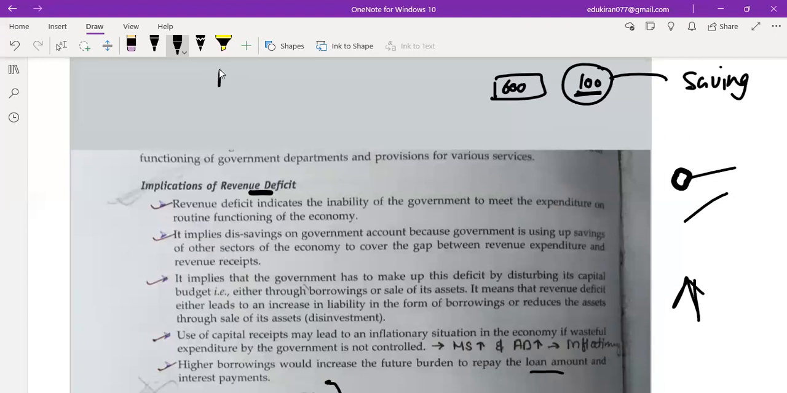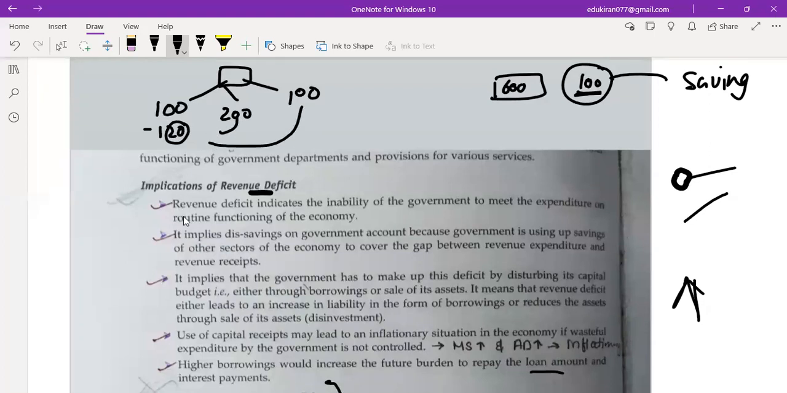What the government basically does is allot money: 100 rupees for the health sector, 200 rupees for the education sector, 100 rupees for another sector. Now when they were doing the health sector, the bill came to 120. This extra 20 rupees, either the government will take it from here or from here. That means the government has to do this dissaving.